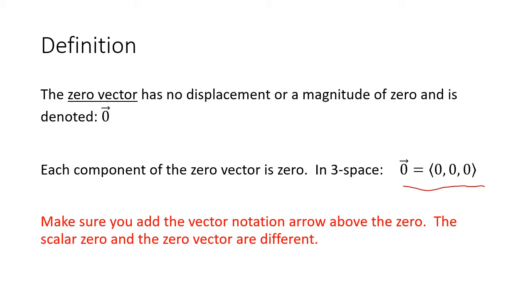I do want to make a point here to make sure that if you're talking about the zero vector, you have that vector notation above it. The zero vector and the scalar 0 are very different ideas. And you don't want to get lazy and not write that little arrow over top when you're doing your work and accidentally confuse your vector for your scalar.